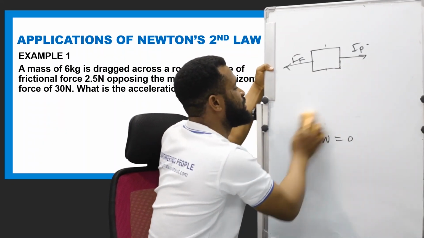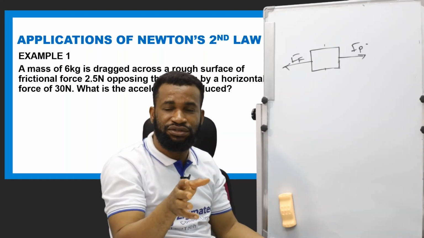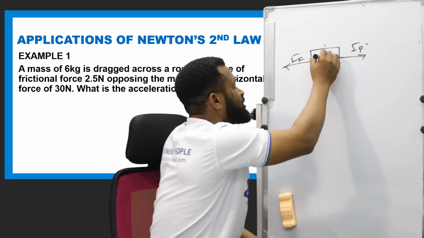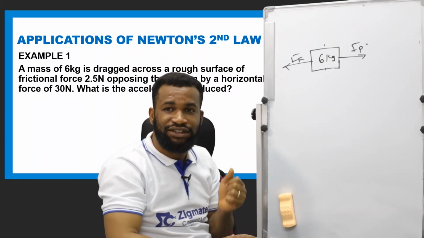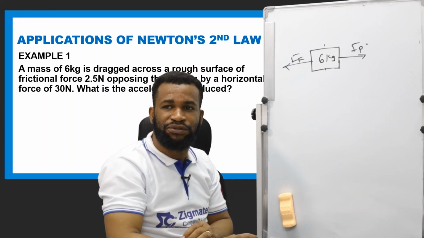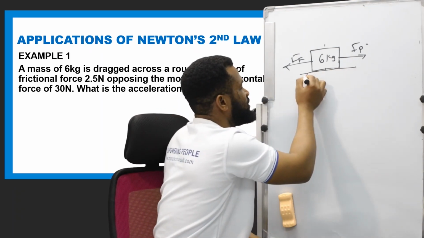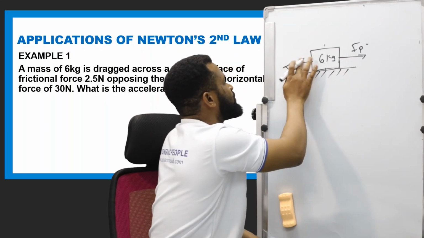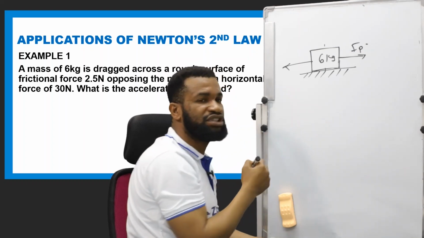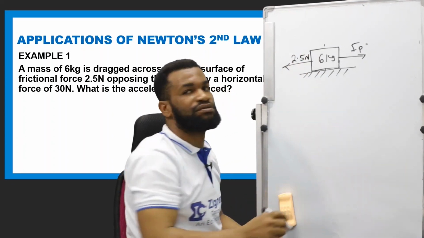I'm going to keep this body here as the analysis for this question continues. A body of mass 6 kg is dragged along a rough surface of frictional force. So let's assume that this is the surface, and this surface has a frictional force. That means a force that is opposing the motion, and that force is 2.5 Newton.